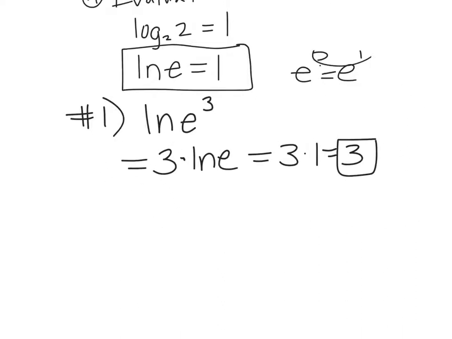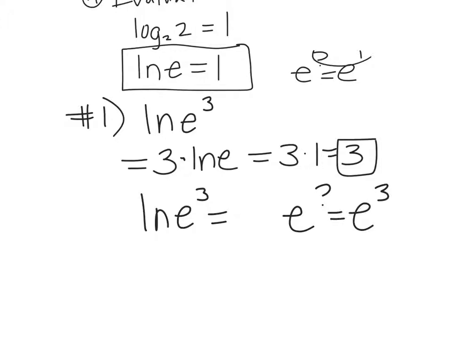Another way to look at this problem is to use your exponents. What's the base on natural log? e. So e to the what? Because remember, I'm still trying to find an exponent. e to what exponent gives me e to the 3rd? 3. They have to be equal to each other. So there's 2 ways to do that problem. I prefer the first way. I prefer to move that down and do it that way.